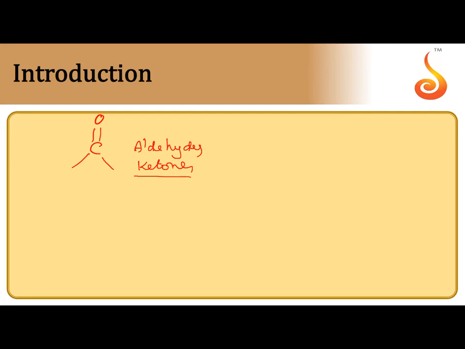If the carbonyl carbon is attached to at least one hydrogen, that is an aldehyde. If the carbonyl carbon is attached to two other carbons, that is a ketone. The structure of the carbonyl group: if you take carbon and oxygen, the bond is a polar covalent bond. Oxygen gets a partial negative charge, carbon gets a partial positive charge.